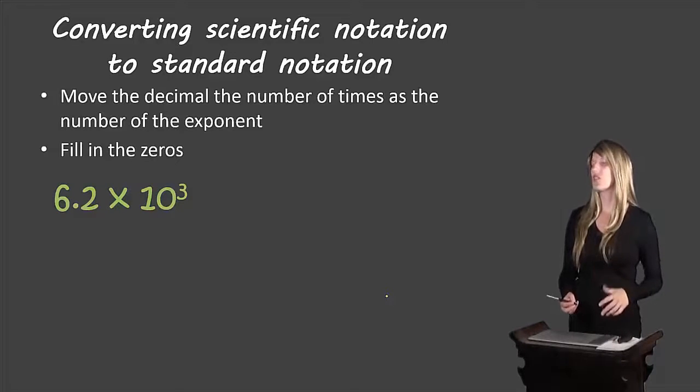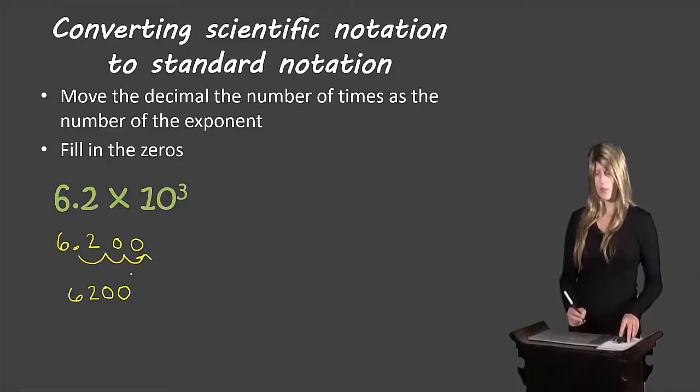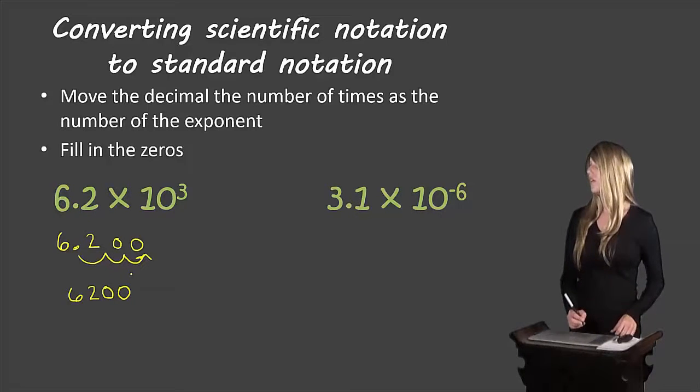We have 6.2 times 10 to the 3. So we're going to write here 6.2, and 10 to the 3, we'll move the decimal 3 times. So 1, 2, 3. And it'll end up right there. And then we fill in the rest with zeros, so there would be a 0 there and a 0 there. So we'd end up with 6,200.